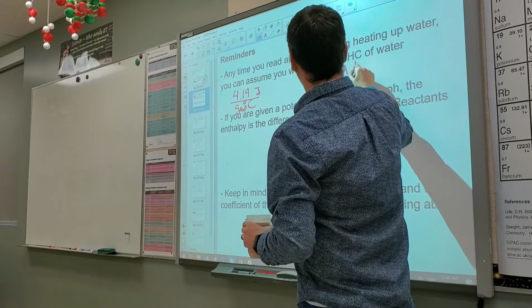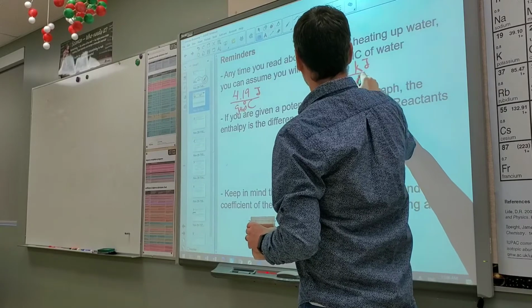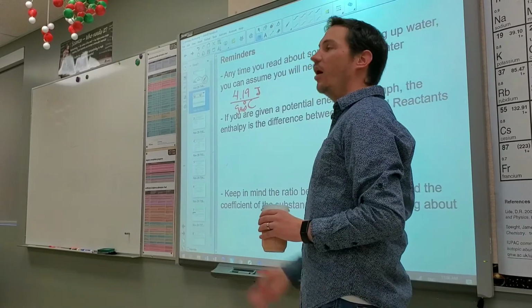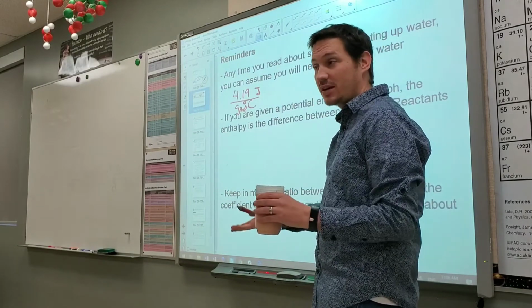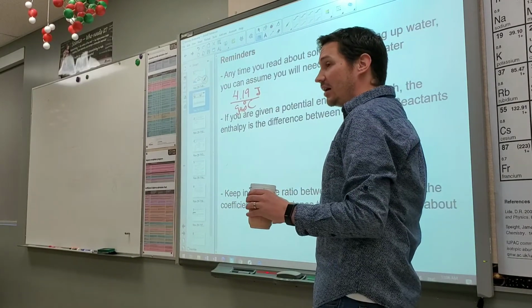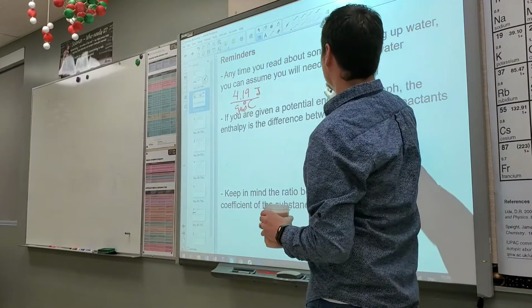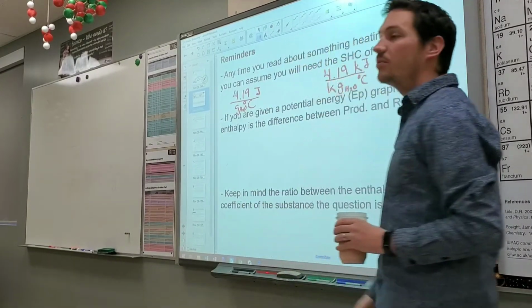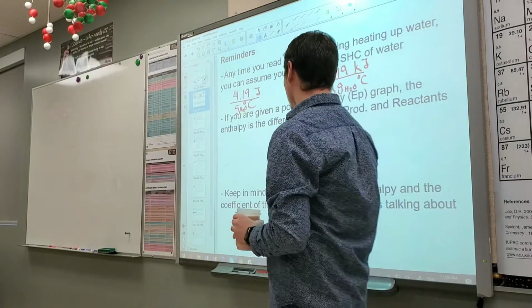Kilojoules per gram of water degree Celsius. Oh, okay. You can't just change joules into kilojoules, can you? If you're going to change joules into kilojoules, you have to change grams into kilograms. Okay, perfect, so that's fine. And then we can obviously flip that whatever we want when we're doing unit analysis.